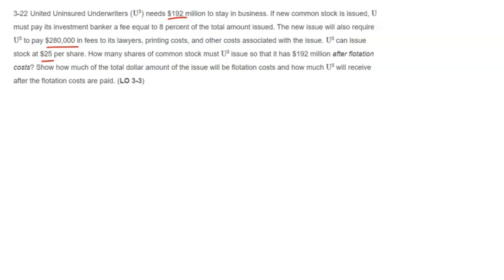How many shares of common stock must U-Cubed issue so that it has 192 million after flotation costs are paid? And then we'll show the total amount of flotation costs when we're done. But so first thing, issue size. So we got the 192 million.